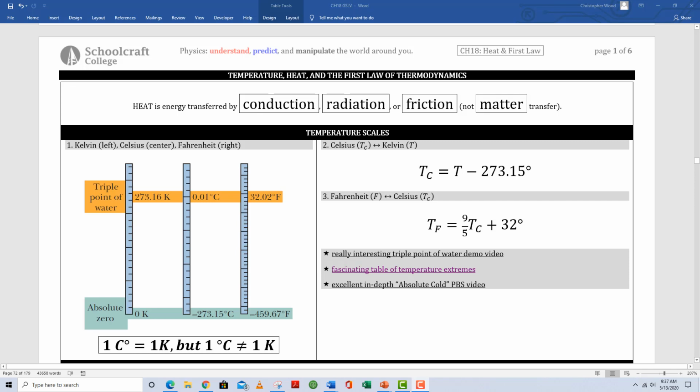Chapter 18, Heat and the First Law. Heat is energy transferred by conduction, radiation, or friction, not matter transfer. So for example, convection is, technically speaking, not a heat transfer mechanism.